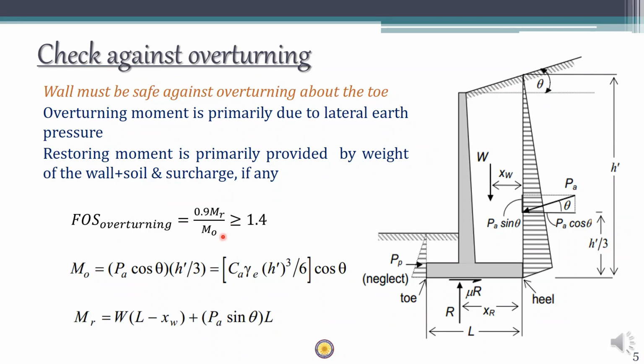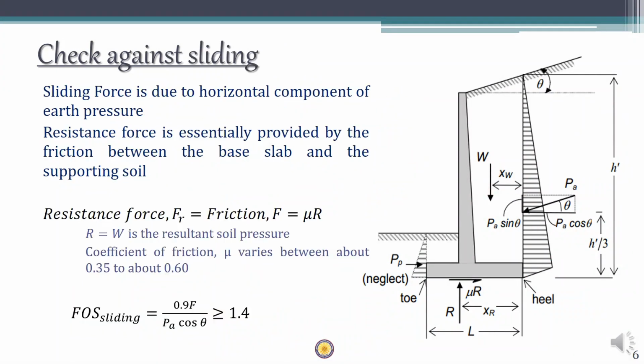If this check is not satisfied, we have to increase MR, which means we have to increase W. This can be achieved by increasing the length of the heel slab, so that we incorporate a higher value of W. Now let's see how to calculate the factor of safety against sliding in detail.